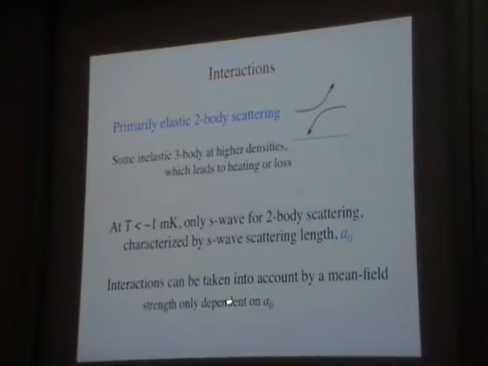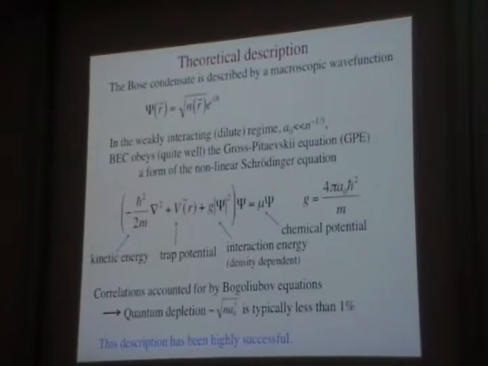So I can take into account the interactions in the Bose-Einstein condensate using a sort of mean field approximation, parameterized basically by only one parameter, the S-wave scattering length. A good theoretical description of the Bose condensate is that the wave function is a macroscopic wave function with an amplitude and phase. For appropriate normalization, the square of the amplitude of the wave function is essentially just the density of your Bose-Einstein condensate.